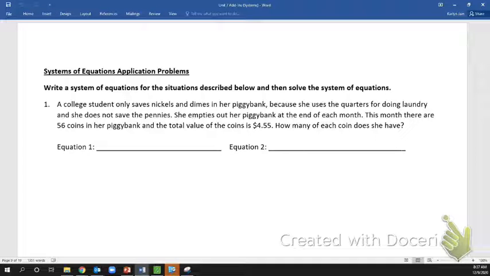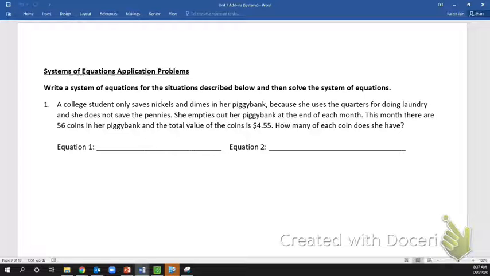Now, these notes are in your book, so make sure you are on the right page in your book and ready to go. So a college student only saves nickels and dimes in her piggy bank because she uses the quarters to do her laundry, and she does not save any pennies. She empties out her piggy bank at the end of each month. This month, there are 56 total coins in her piggy bank, and the value is $4.55. We want to know how many of each coin she has.